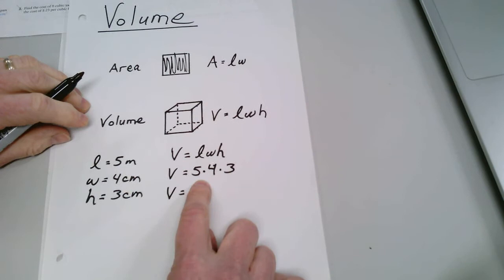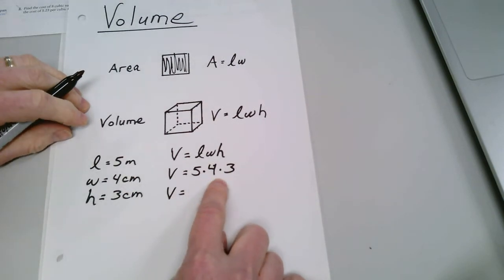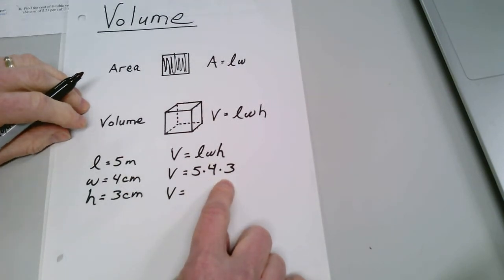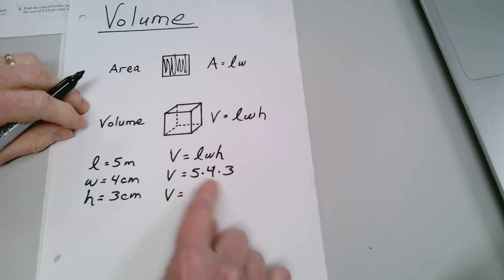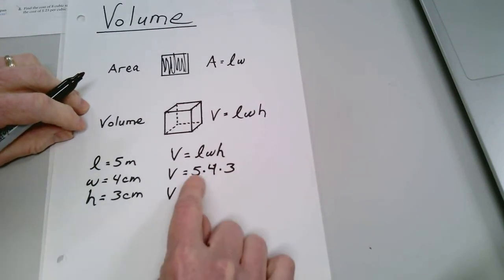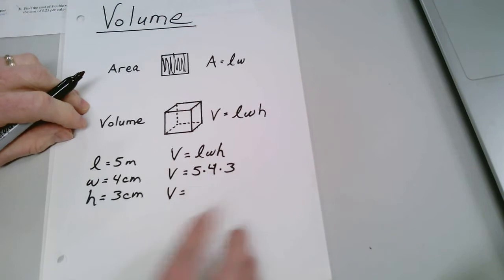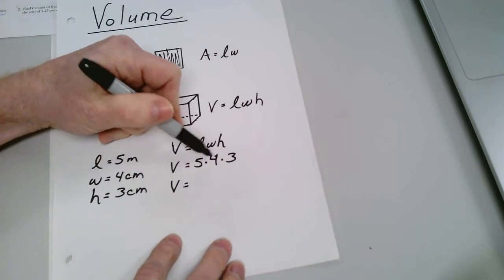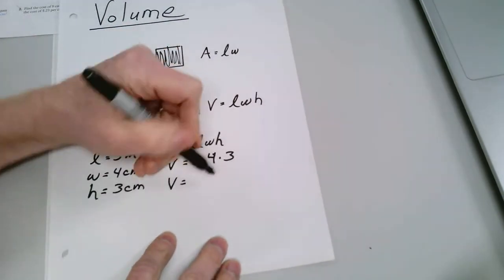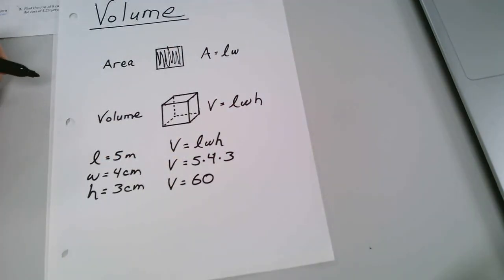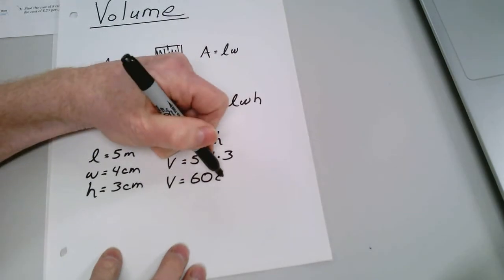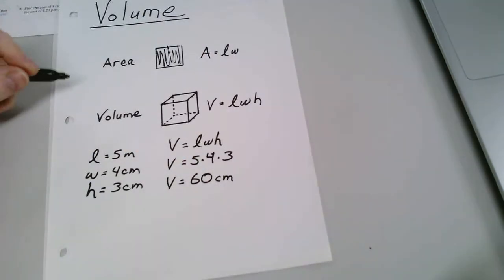Now, once again, in multiplication, does it matter which order you do them in? Absolutely not. 4 times 6 is 6 times 4. So you could do them in whichever order you want. You could do 5 times 4 first, or you could do 5 times 3 first. But in this case, I'll go 5 times 4 is 20, times 3 is 60. And we must get the right units at this point. We're talking about centimeters. So we write down centimeters.